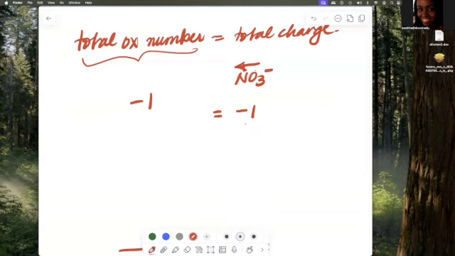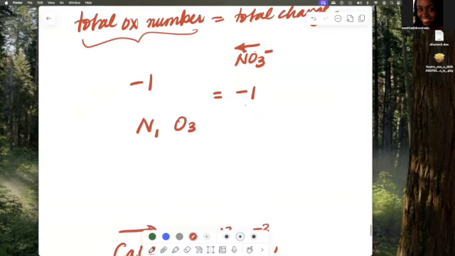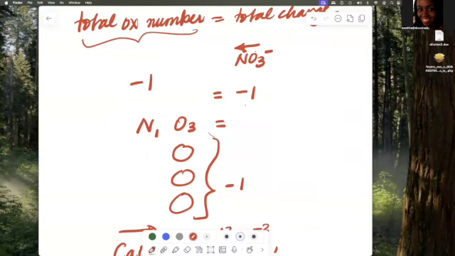Okay. So let's work on this one here from right to left. So we have N, we have 1 N, and then we have O3. So I'm going to draw circles to represent this, right? And our target is -1. So our goal is when we add all the species we have, we get -1. Let's see how that plays out. We're going to have 3 oxygens, and then we're going to have 1 nitrogen, okay?